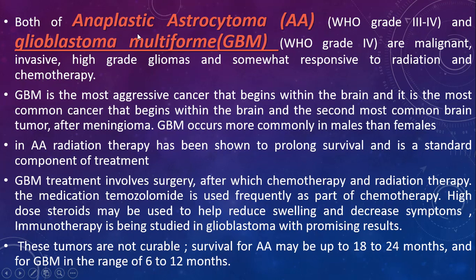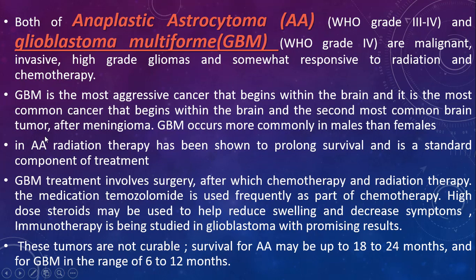Both anaplastic astrocytoma, AA, WHO grade 3 to 4, and glioblastoma multiforme, GBM, WHO grade 4, are malignant, invasive, high-grade gliomas and somewhat responsive to radiation and chemotherapy. GBM is the most aggressive cancer that begins within the brain, and it is the most common cancer that begins within the brain and the second most common brain tumor after meningioma. GBM occurs more commonly in males than females.